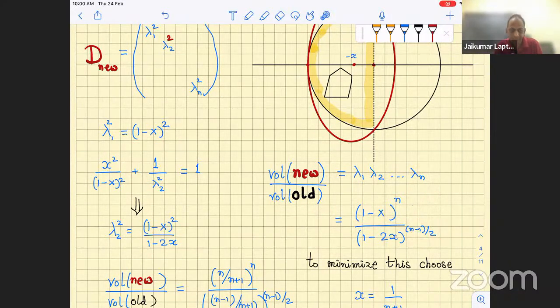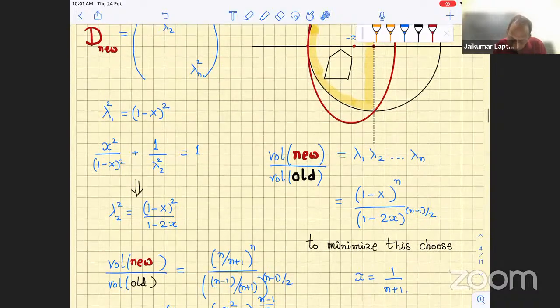So see, when you scale something, the volume also scales by the same ratio. So if you scale something 5 times in one direction, the volume will go as 5. Suppose you scale something by factor 5 in one direction, factor 7 in the other direction, the total volume will increase by factor 35. Okay, that's all. That's all we have done.